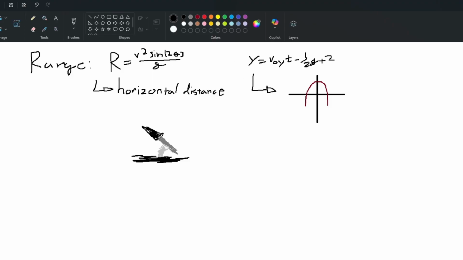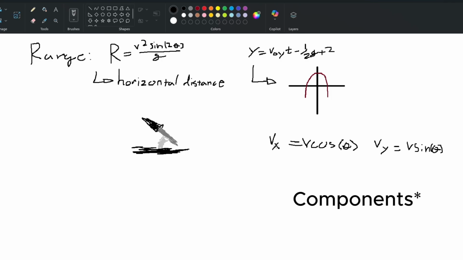Our next equation is y equals v naught y times time minus 1/2 gravity times time squared, where v0y is the initial upward velocity. This equation describes the parabolic movement: how it slows down as it's going up, then stops and accelerates downward. You have your horizontal and your vertical. Horizontal describes the forward motion, and vertical describes the height, the vertical motion.